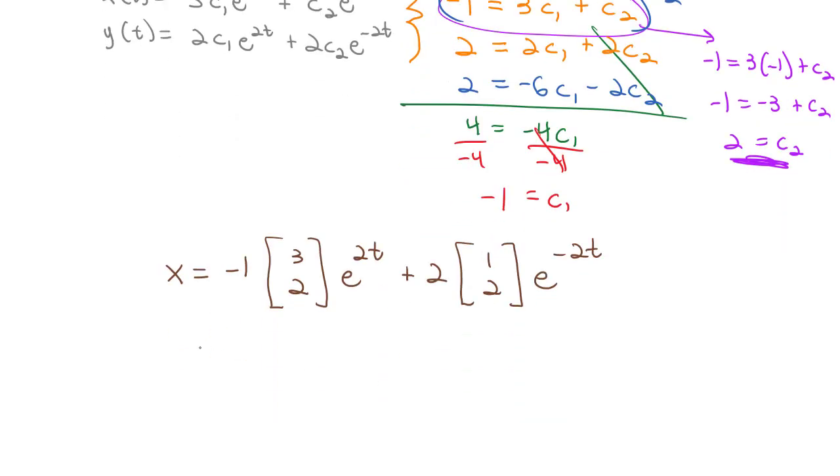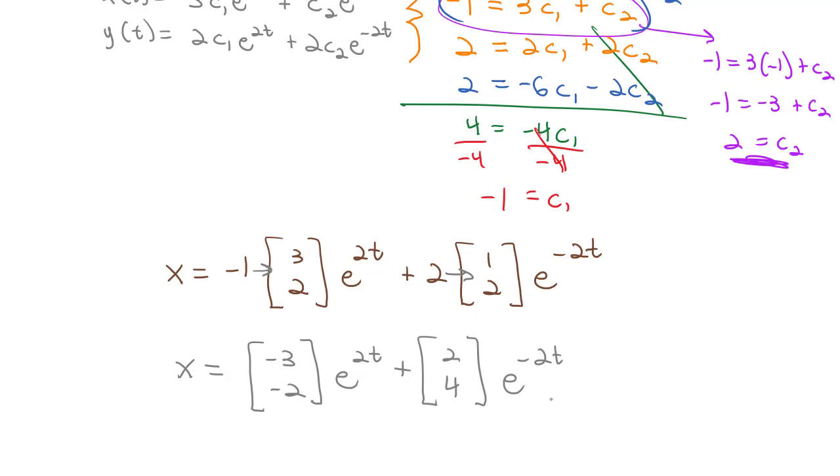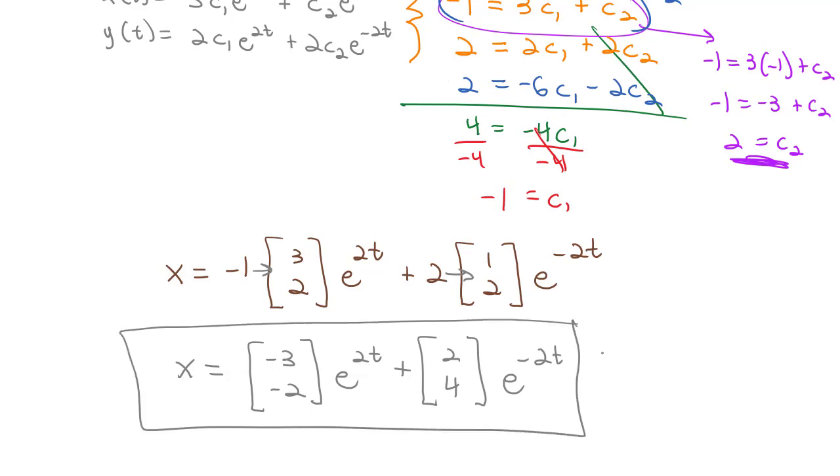I could probably stop there, but let's clean it up. Let's multiply that scalar into the matrix, which is going to give us -3, -2, e to the 2t, plus 2, 4, e to the -2t. And that becomes our final solution to the system of equations.